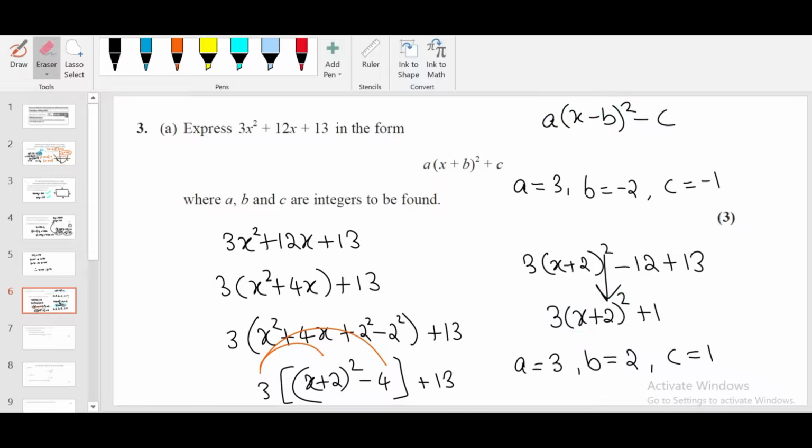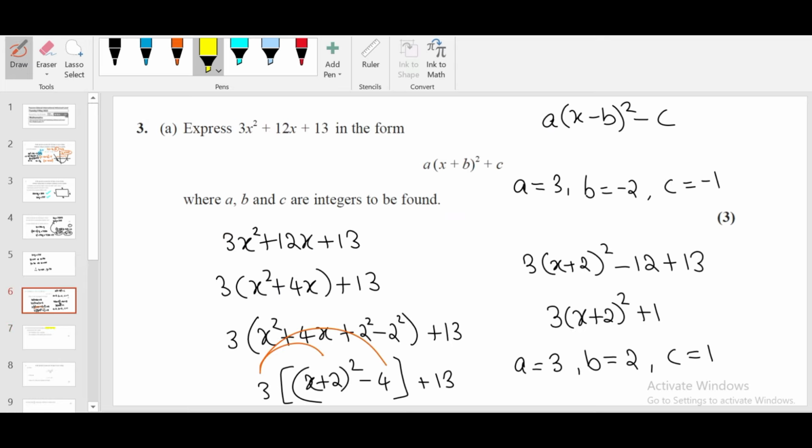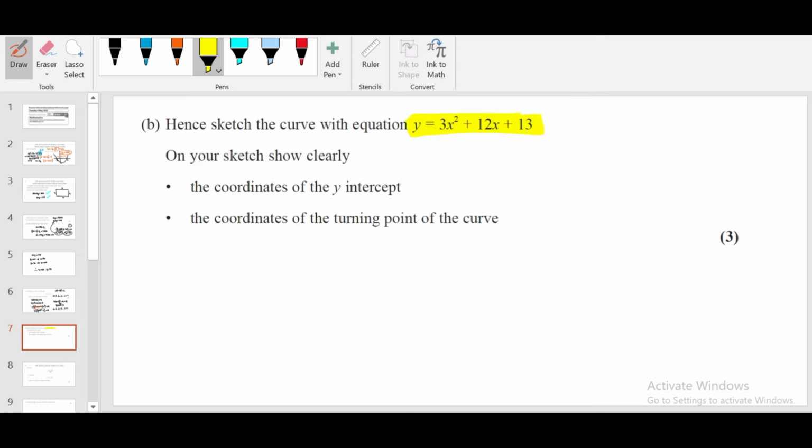I would definitely suggest you write the values of A, B, C. So that's all. I'm going to move on to the second part of the question. They want you to sketch the graph now. Don't assume that this is the actual function given in part A. Check carefully, okay? But it's the same function, I guess, yes. And your sketch should show clearly the coordinates of the y-intercept and the turning point.